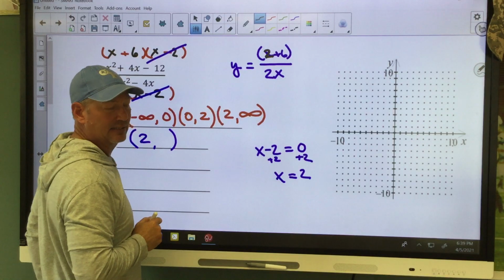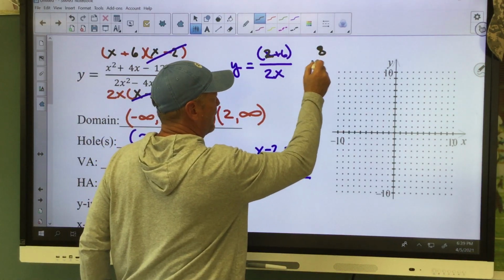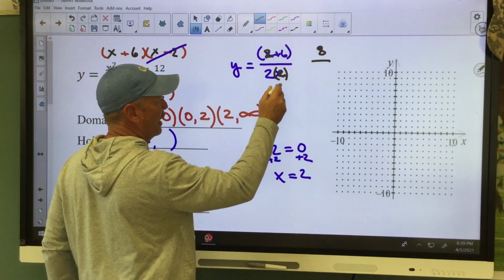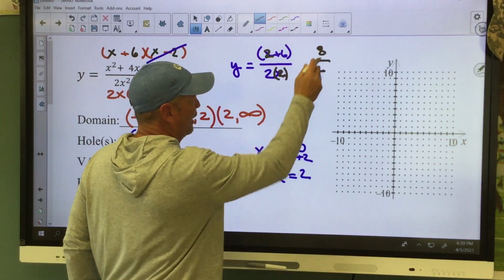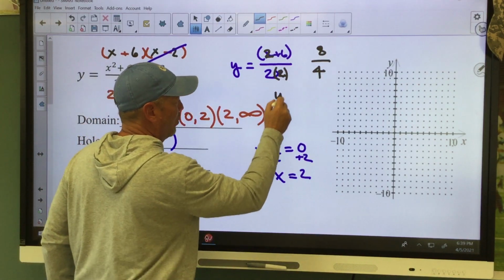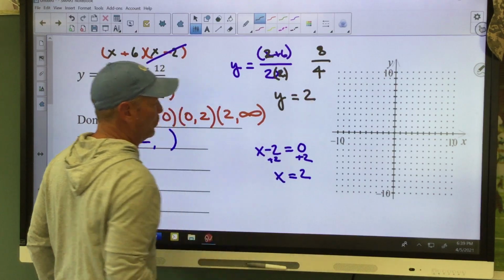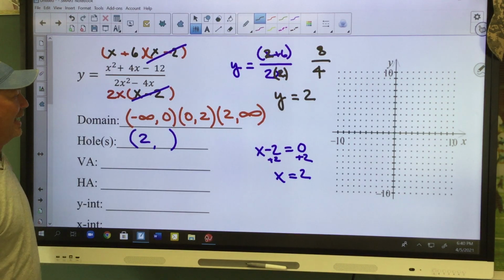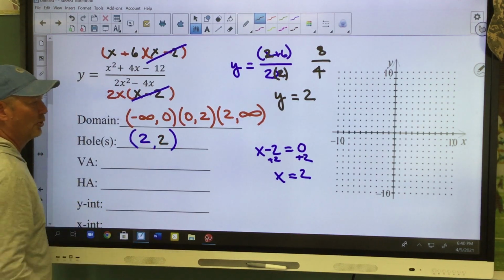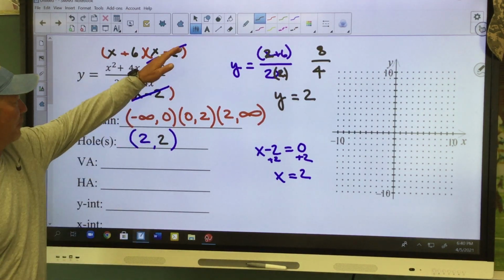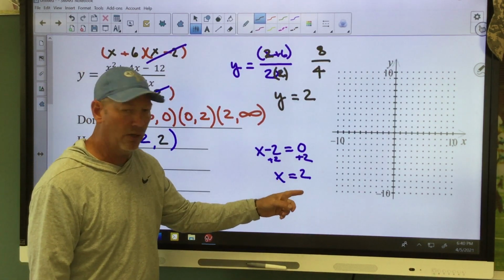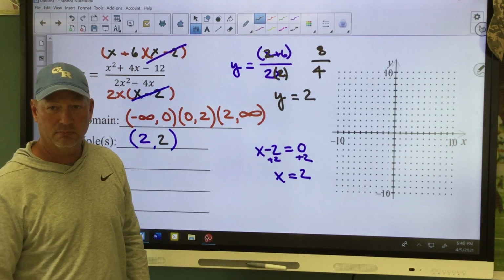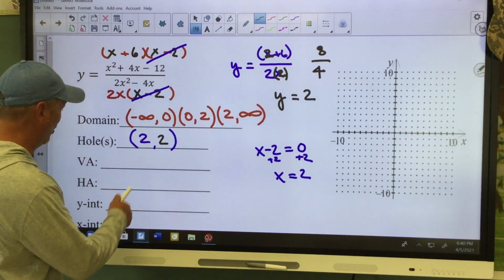What is 2 plus 6? It is 8. We substitute a 2 here. 2 times 2 is 4. If you reduce this, you're going to find out that y equals 2. So in this case, we will have a hole that is located at (2, 2). That's how you do it. If something cancels, set it equal to 0, take the x value and substitute it into the remaining equation. All right, so now we found the hole.